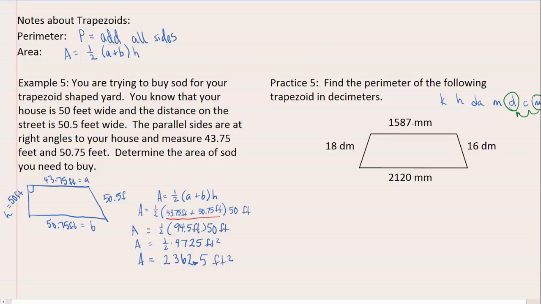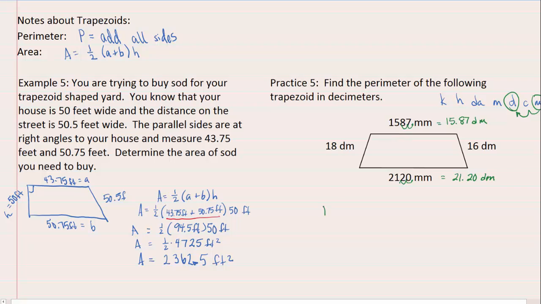left. When we move the decimal spot 2 places towards the left, we can do this to both numbers because both numbers started out as millimeters and we would like them both to be decimeters. This means that we should have 15.87 decimeters and 21.20 decimeters.